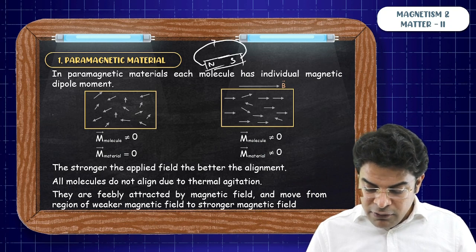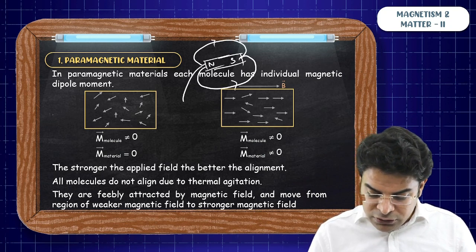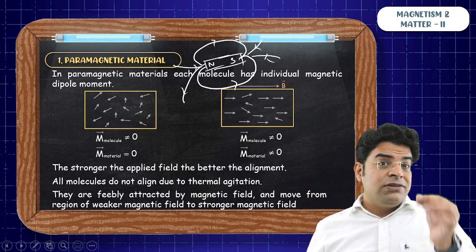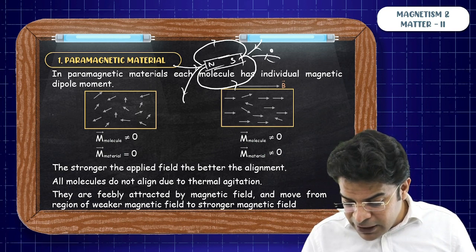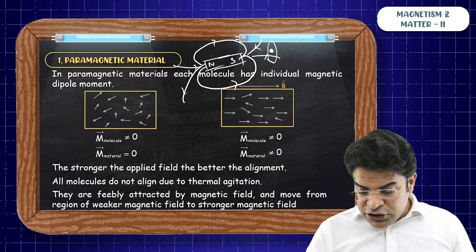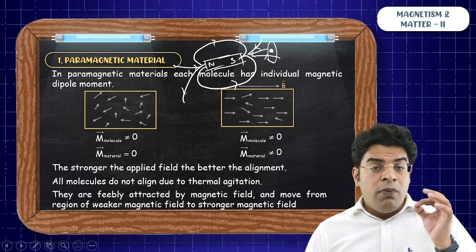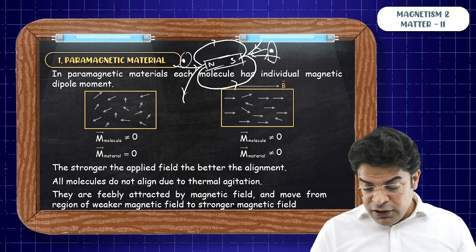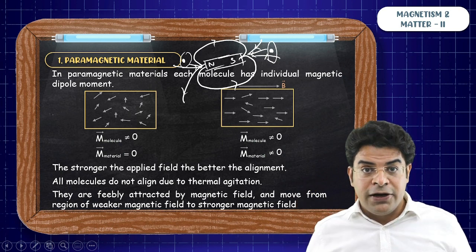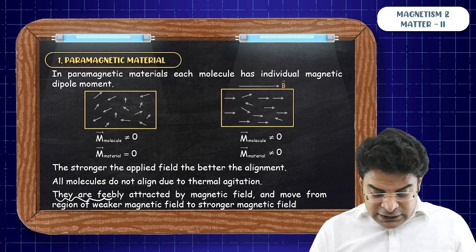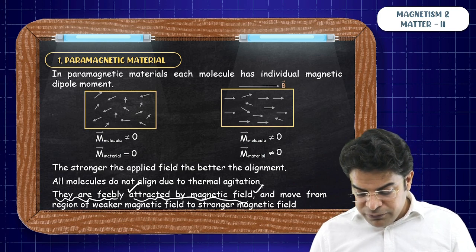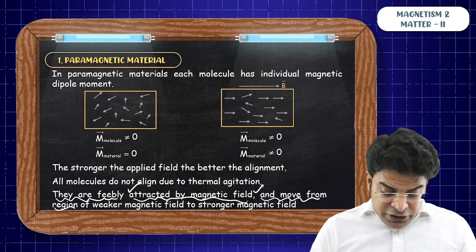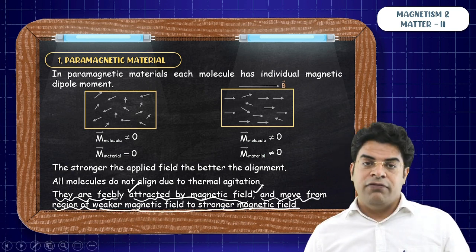Outside a bar magnet, we find that the magnetic field lines are from north to south. So nearby the pole, the field lines are closer. So the field strength is higher. So whether you release a paramagnetic substance here, it will try to move from the region of weaker magnetic field to the stronger magnetic field. Or whether you release the paramagnetic substance here, it will try to move from region of weaker magnetic field to stronger magnetic field that is closer to a bar magnet. So you need to understand that paramagnetic substances are feebly attracted by magnetic field, not like the way a magnet attracts an iron, and move from region of weaker magnetic field to stronger magnetic field.